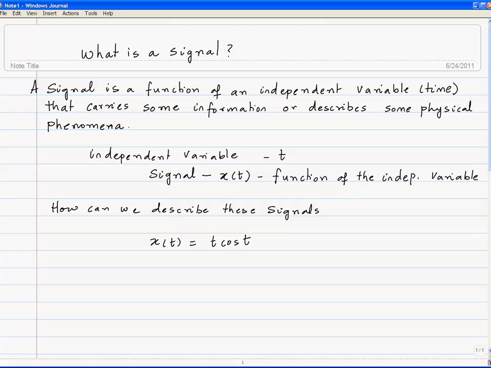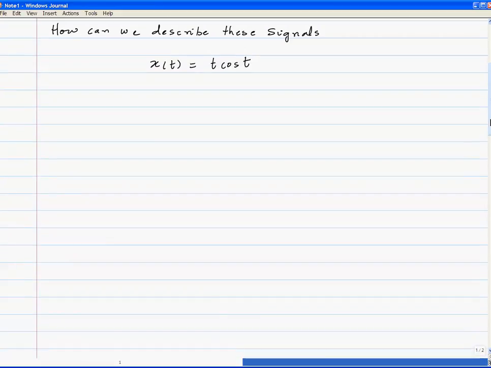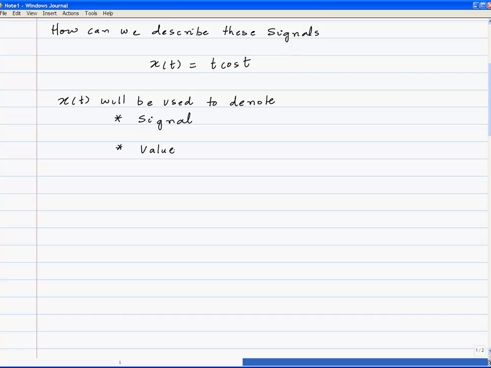Now, one of the things that may be a bit confusing in this class, and unfortunately all the books use this and it seems a little unavoidable, is that we will use x of t to denote two things. x of t will be used to denote both the signal, which is the actual function of time, as well as the value taken by the signal at time t.